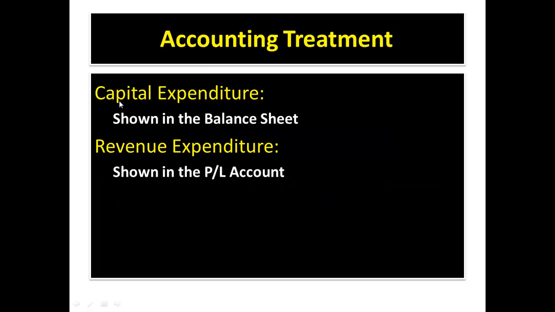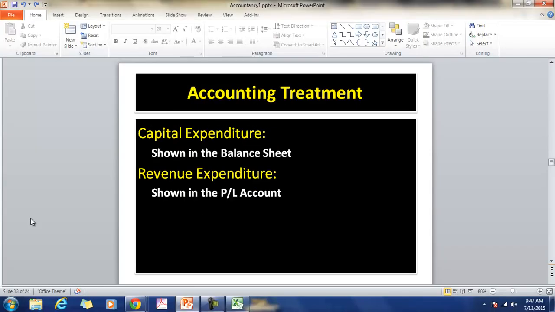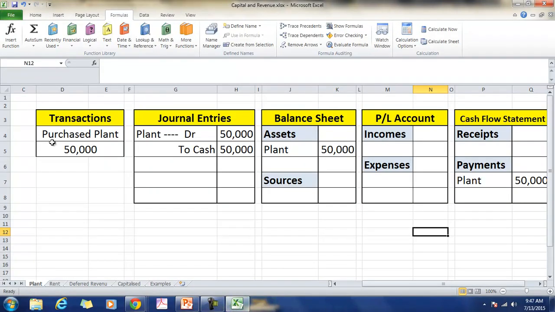So as we mentioned, capital expenditure is shown in the balance sheet and revenue expense is shown in the P&L account or the profit and loss account. Let us take an example and observe the effect. Purchase plant. So the journal entry for that is plant account debited to cash account. Plant acquired, and outflow of cash.